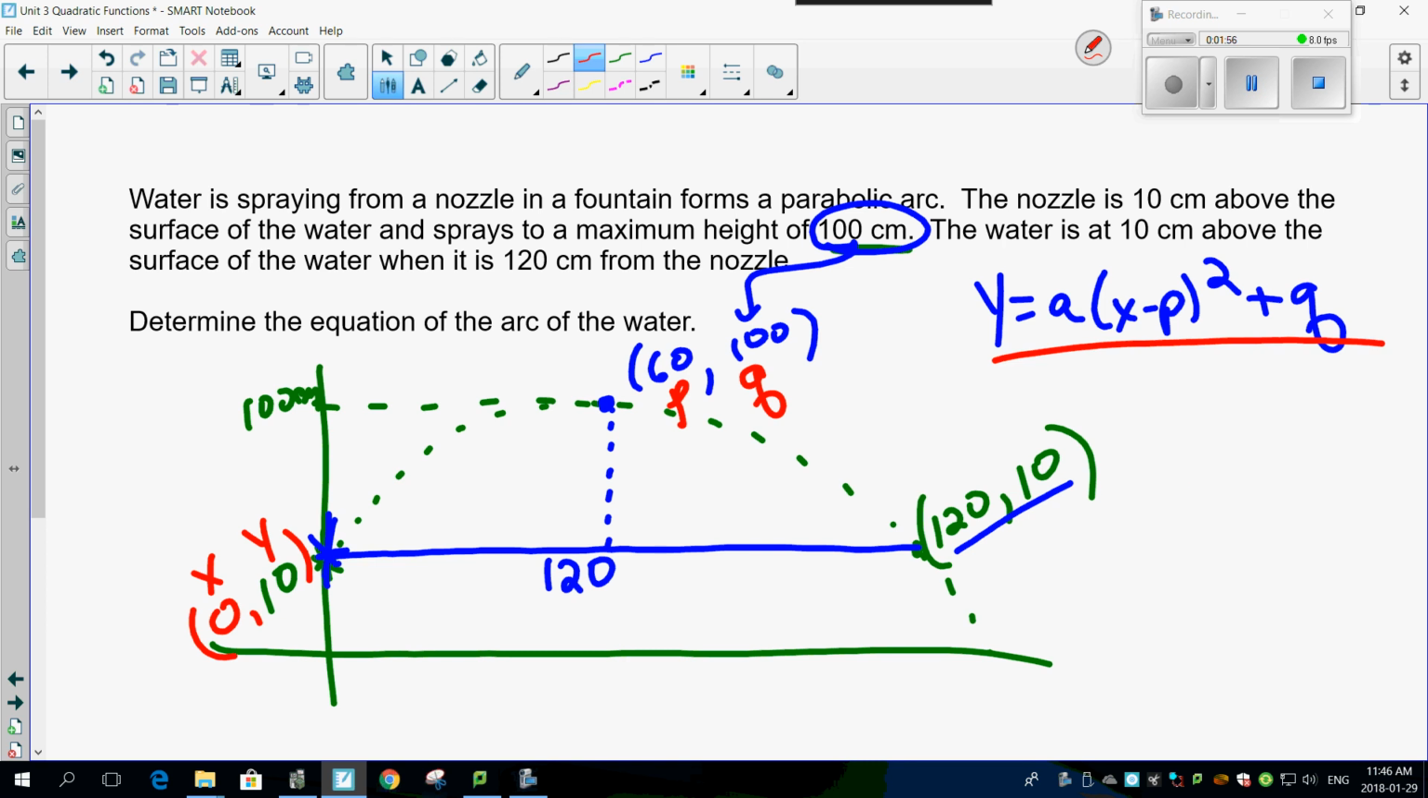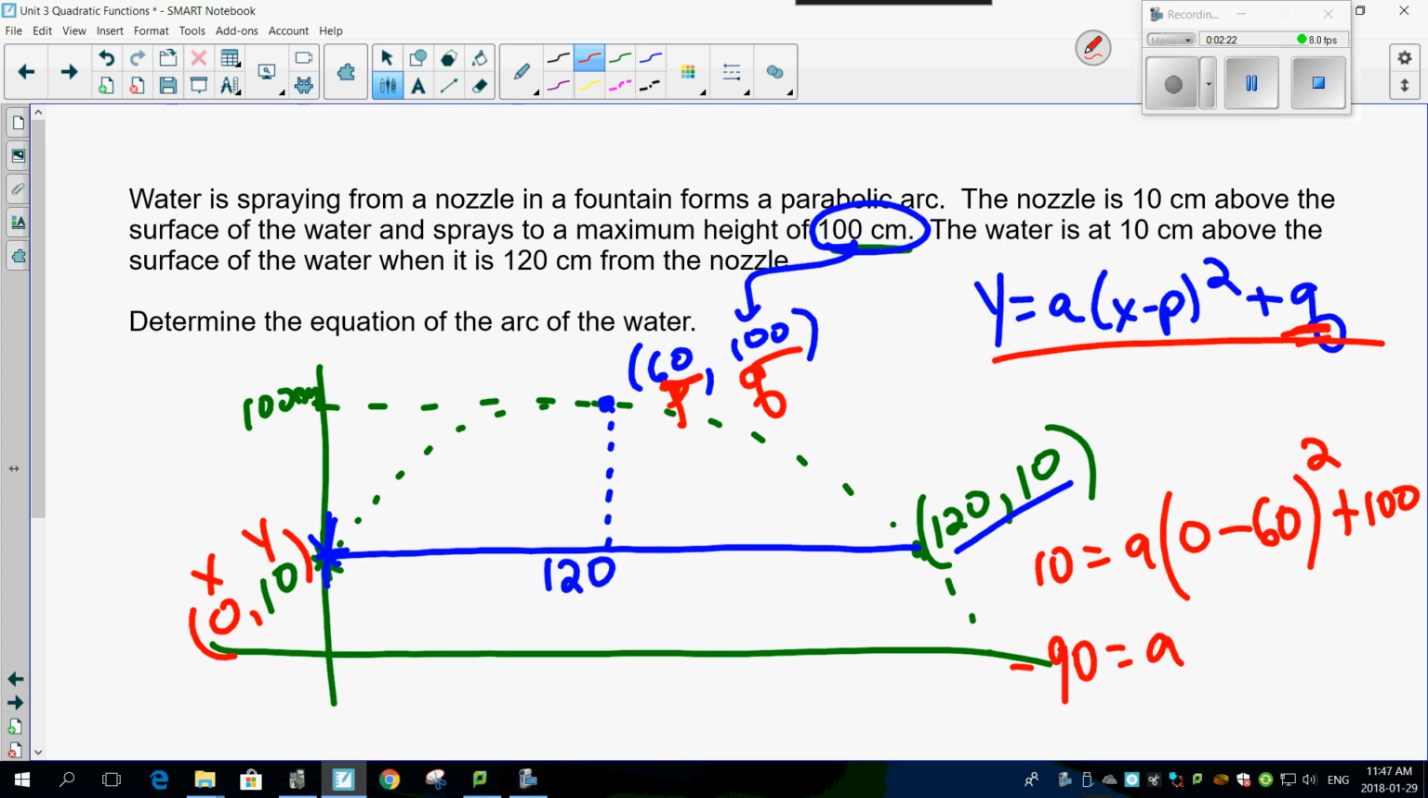Let's figure out a. So y is 10. A, we don't know. X is going to be 0 minus 60, because there's our vertex right here, squared, plus our q value, which is 100. Okay, let's solve this out. Subtract 100 from both sides. This gives you minus 90 equals a times (minus 60) squared. It's going to be 3600.